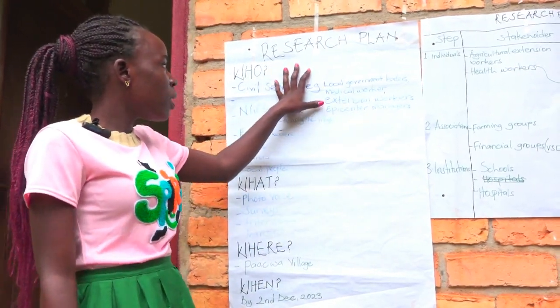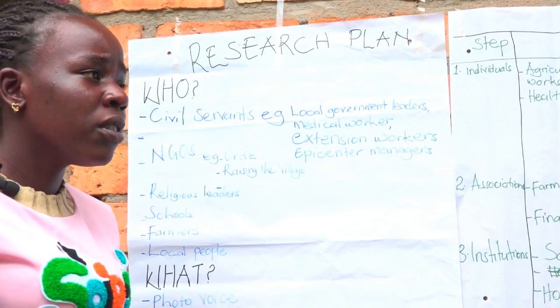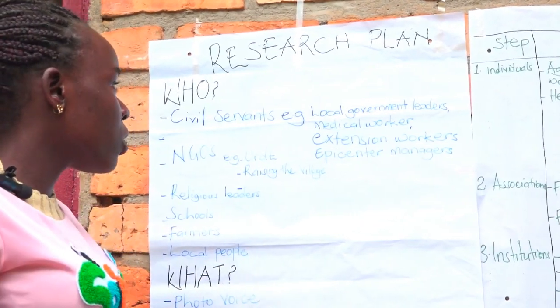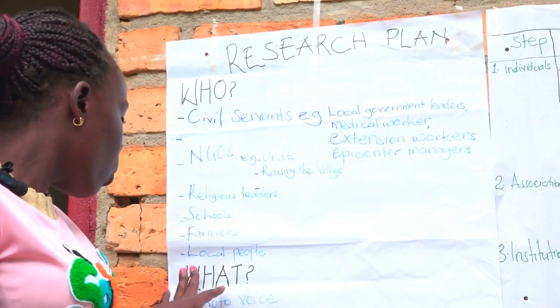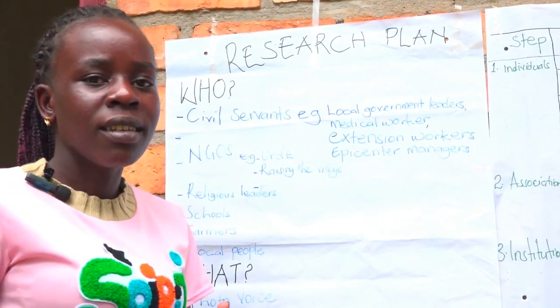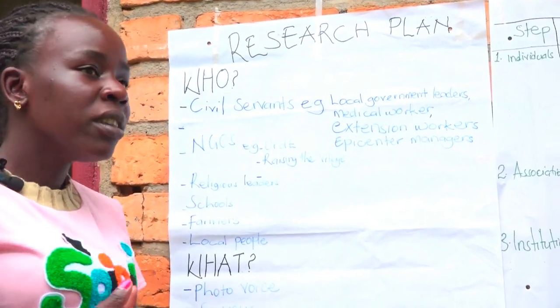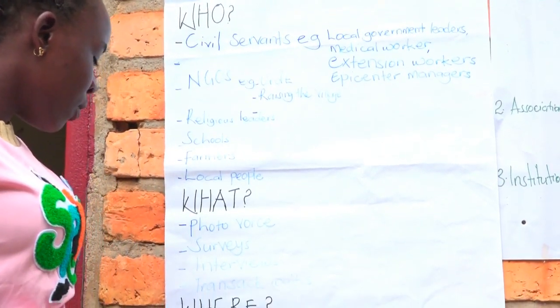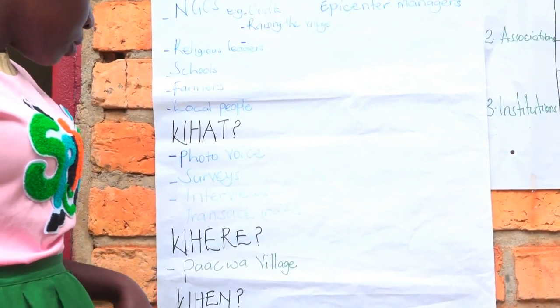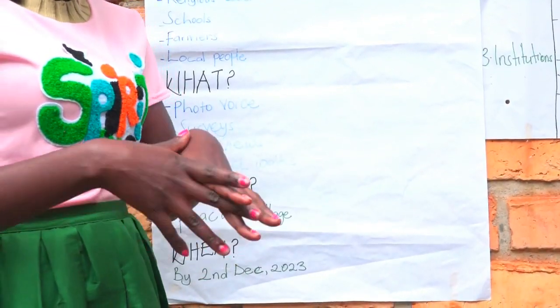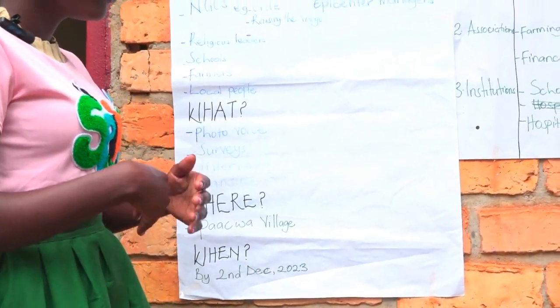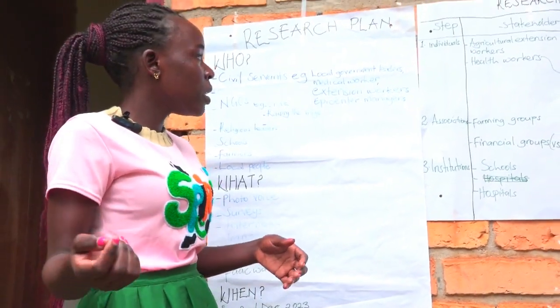So this is our research plan for my group. That research plan involves who: which people are you going to be using, which people are going to be involved in that research question you're carrying out. Then two, what tools, what methods are you going to use while carrying out that research. Then where: where is that research going to be carried out? Then when: by when, which due time, do you want that research to be done?